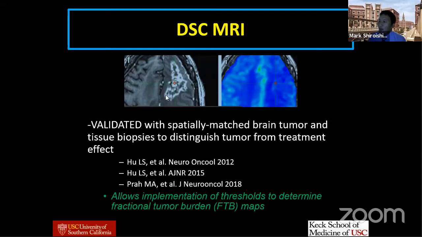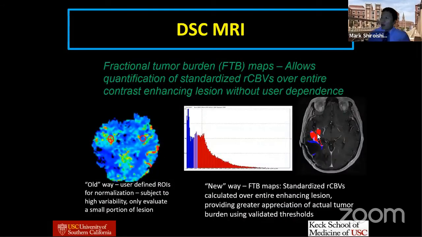And they found that there were different thresholds using this particular acquisition, the way you acquire the images, like I said, with the 60-degree flip angle and so on, and the model-based leakage correction software. They were able to come up with very good thresholds that were accurate to distinguish between tumor and non-tumor. And this allows you to create what are called fractional tumor burden maps. These are very unique to this type of method. As I said, most places that do perfusion don't have the ability to do these FTB maps.